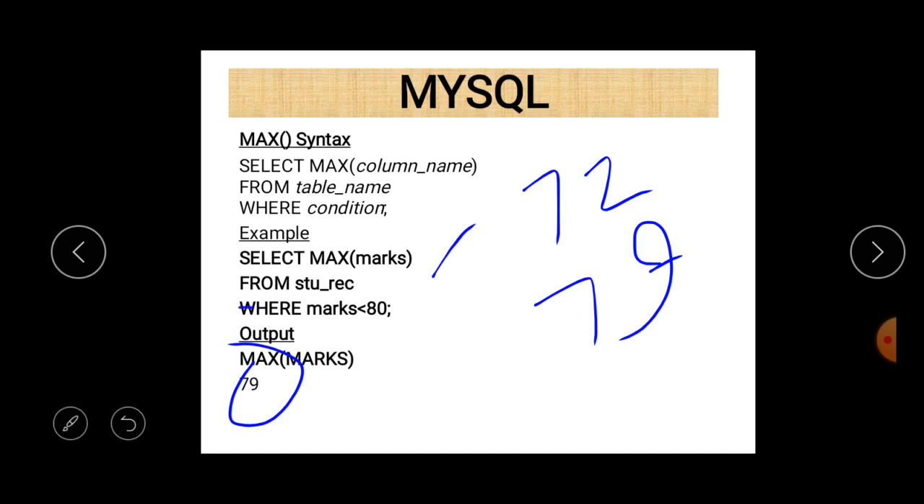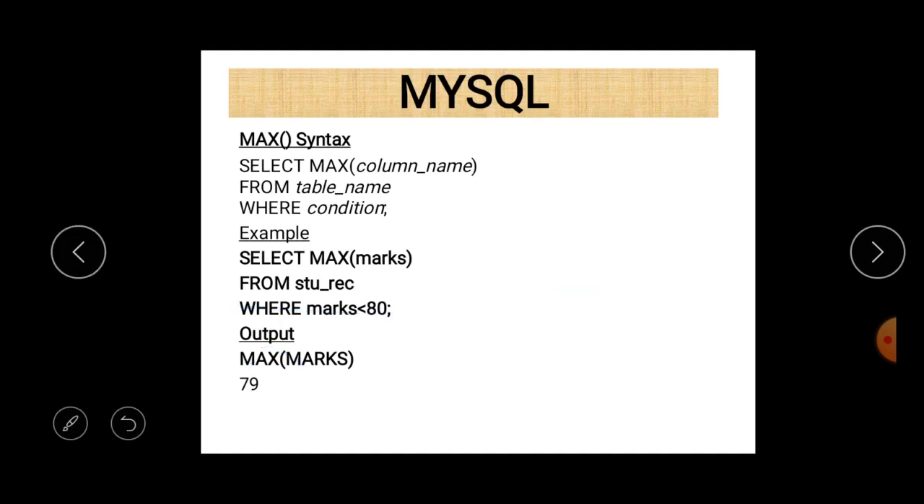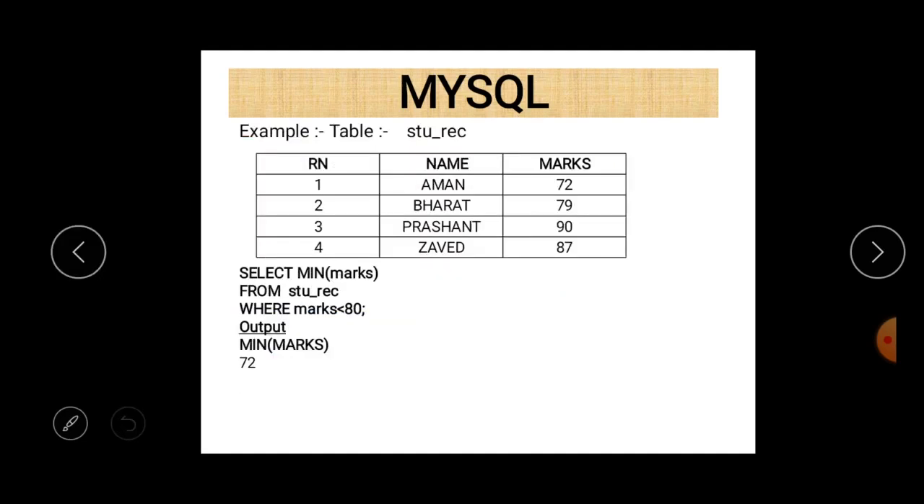If we don't write WHERE marks < 80, then it will calculate the maximum marks along the column marks. So in that case our answer will be 90.